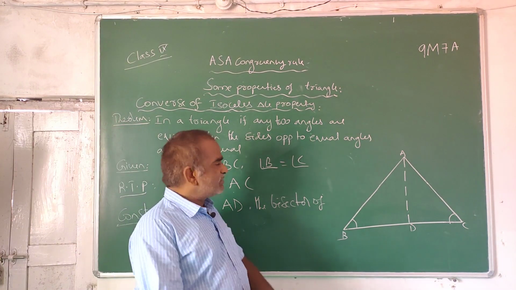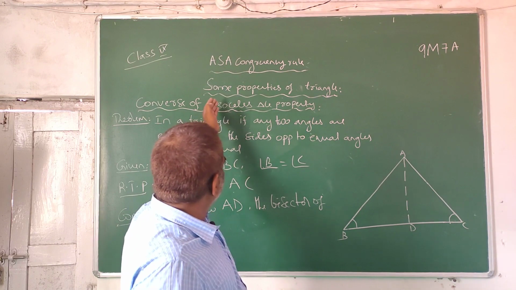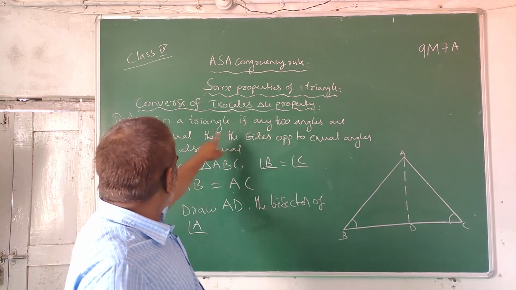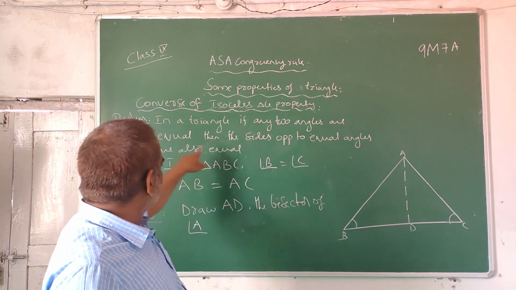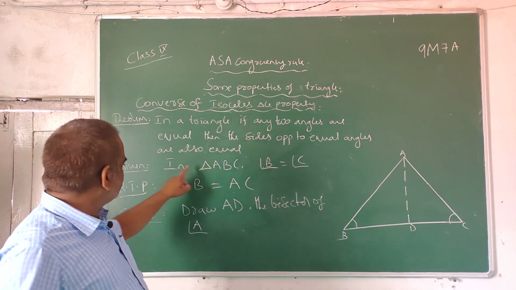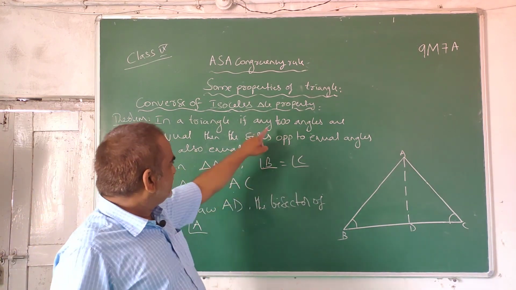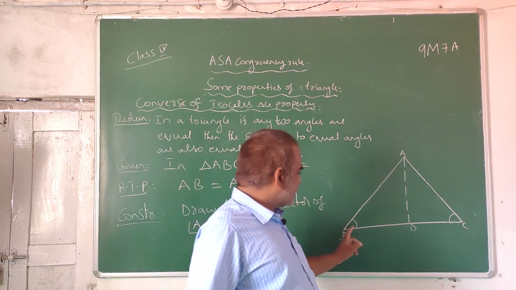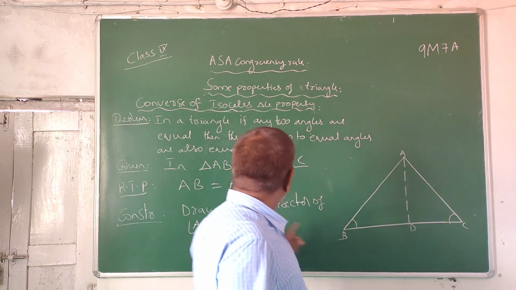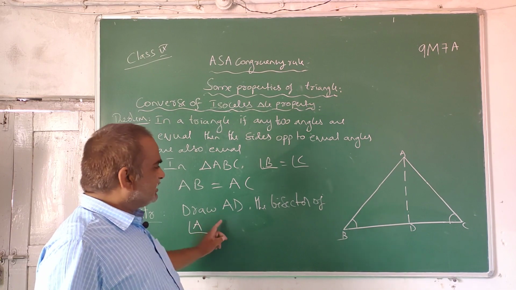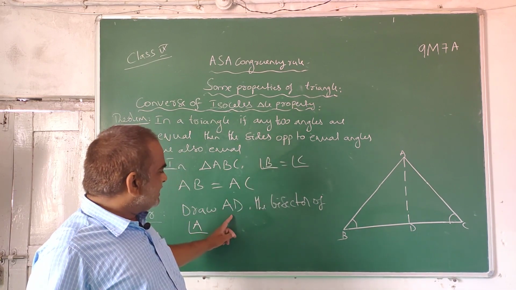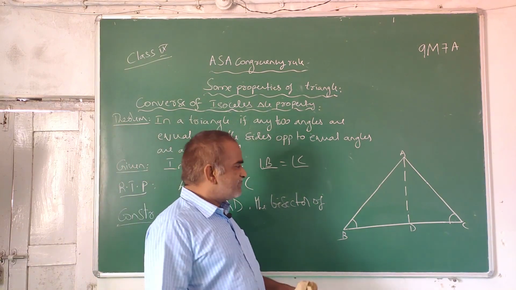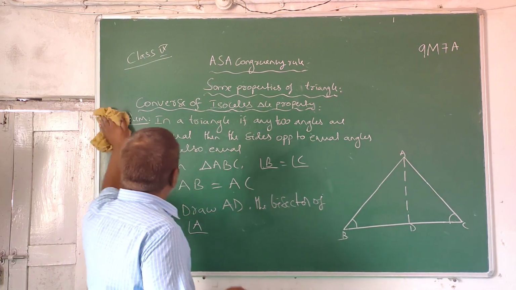Dear students, now we are discussing the converse of the previous isosceles triangle property. The theorem is, in a triangle, if any two angles are equal, then the sides opposite to equal angles are also equal. Given that in triangle ABC two angles are equal, so angle B is equal to angle C, we are required to prove that the sides opposite to equal angles are equal. So we are supposed to prove that AB is equal to AC. Now we are drawing a line AD which is the bisector of angle A. This is construction.